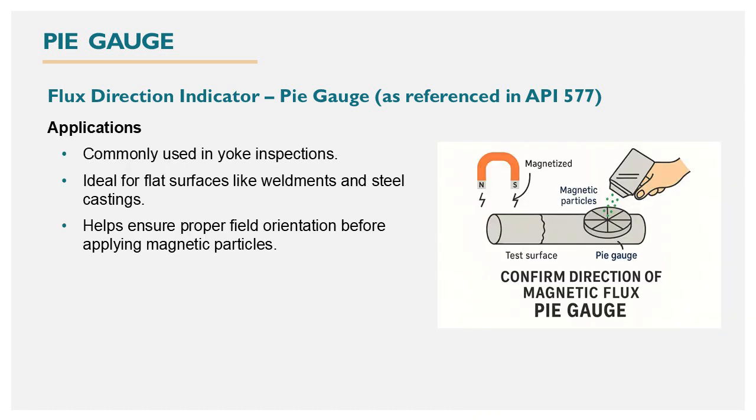When, what and how to apply the pi gauge. The pi gauge is commonly used in yoke inspections. It is ideal for flat surfaces like weldments and steel castings. It helps ensure proper field orientation before applying magnetic particles.